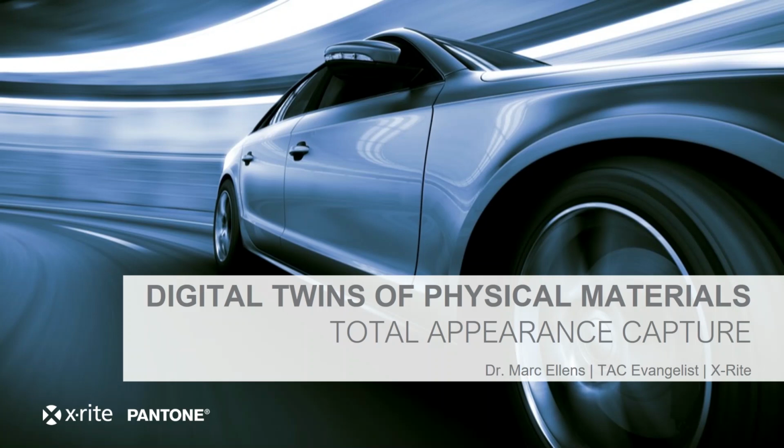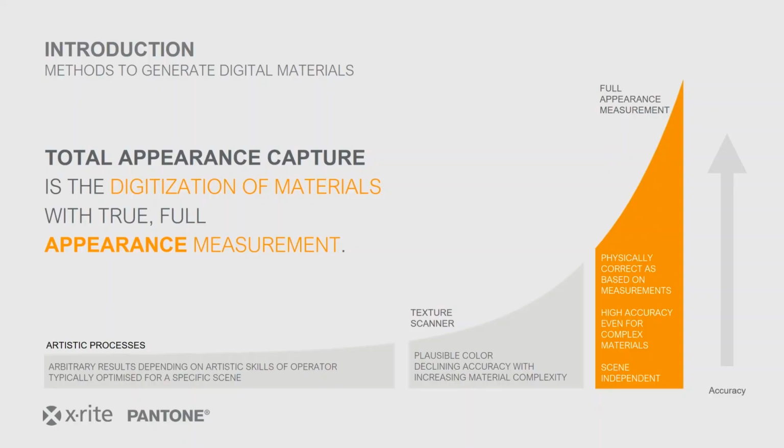X-Rite's been in existence for a while, and we're really moving now from not just color into the more appearance space. Today I want to talk to you about digital twins of physical materials in our Total Appearance Capture initiative. And it's great that we're involved here with Unreal and Allegorithmic to focus on how we can make materials much more realistic in this workflow. So the typical workflow, the artistic process, is used to develop materials. This is still part of the process and isn't going away anytime soon.